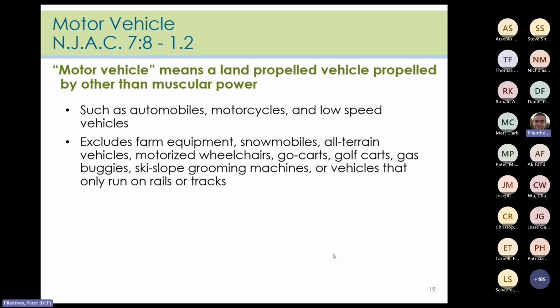Motor vehicle means land vehicles propelled other than by muscular power, such as automobiles, motorcycles, autocycles, and low-speed vehicles. For the purposes of this definition, motor vehicle does not include farm equipment, snowmobiles, all-terrain vehicles, motorized wheelchairs, go-karts, gas buggies, golf carts, ski slope grooming machines, or vehicles that run only on rails or tracks.